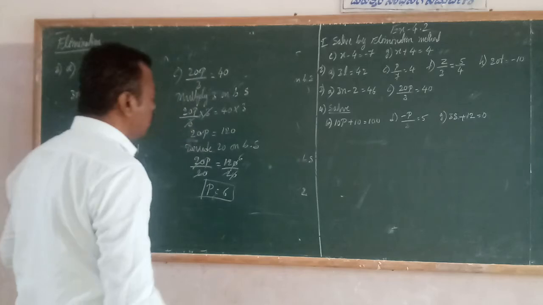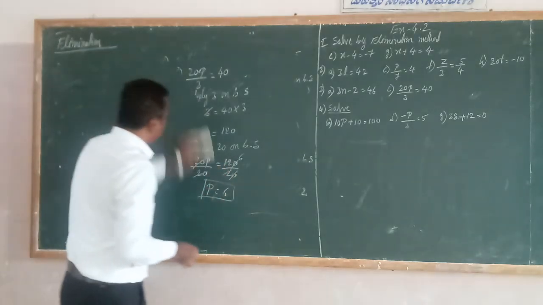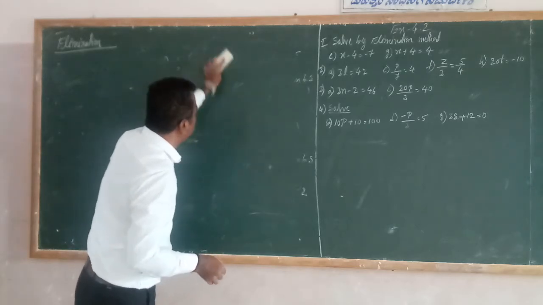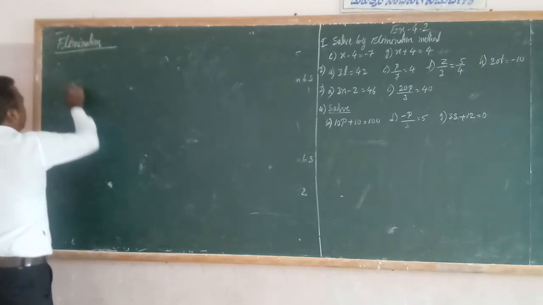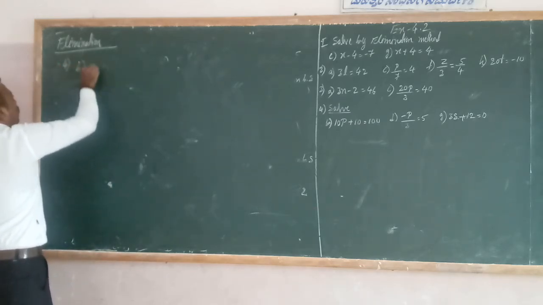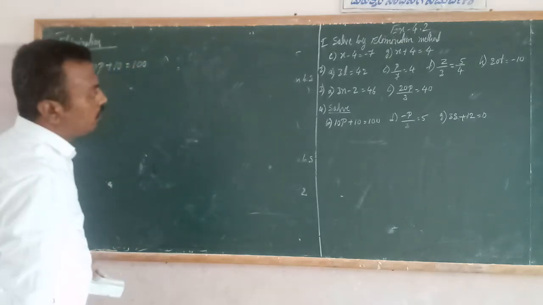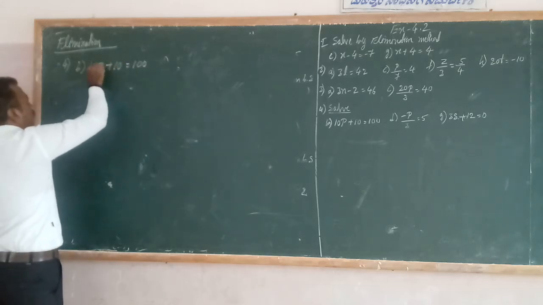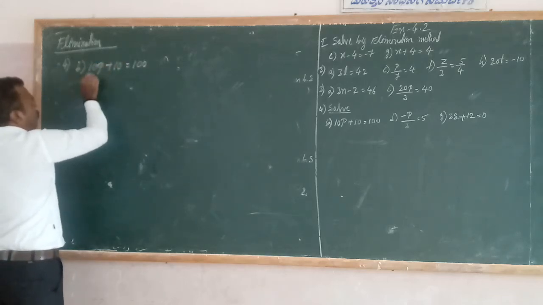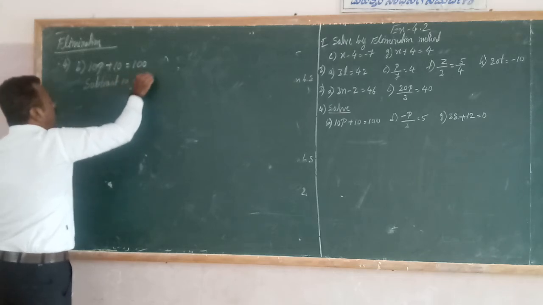So next students, fourth main, question B. I will show it now. 10p plus 10 is equal to 100. Is it right? Yes. Now students, here plus is there and multiplication is there. First we have to do subtraction. So you have to remove the plus 10 first. That's why you have to subtract 10 on both sides.